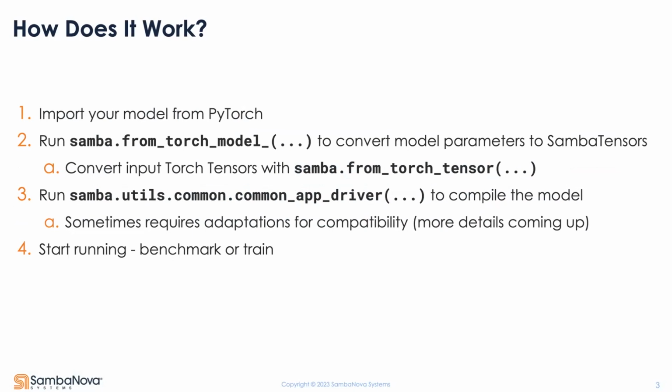So at the highest level, what you would first do is convert your Torch model, the compute graph, into a graph that can be compiled for SambaFlow. And we have a function for that, samba.from_torch_model. That will take your model parameters in your current Torch model and convert them into Samba tensors. And we'll go over what those are in a couple slides. And then once you have the model converted and compiled, well, then you can run it. And that's something that the Common App Driver helps with. It helps with things like compilation, performance measuring, and running.